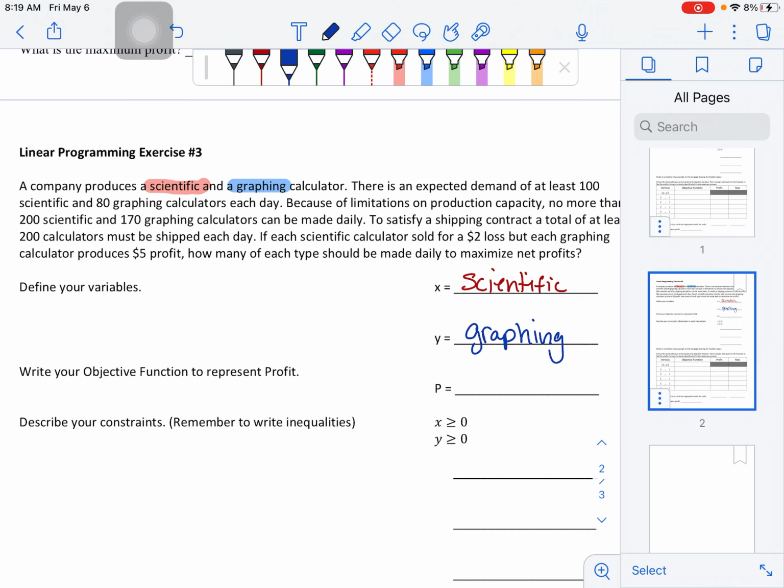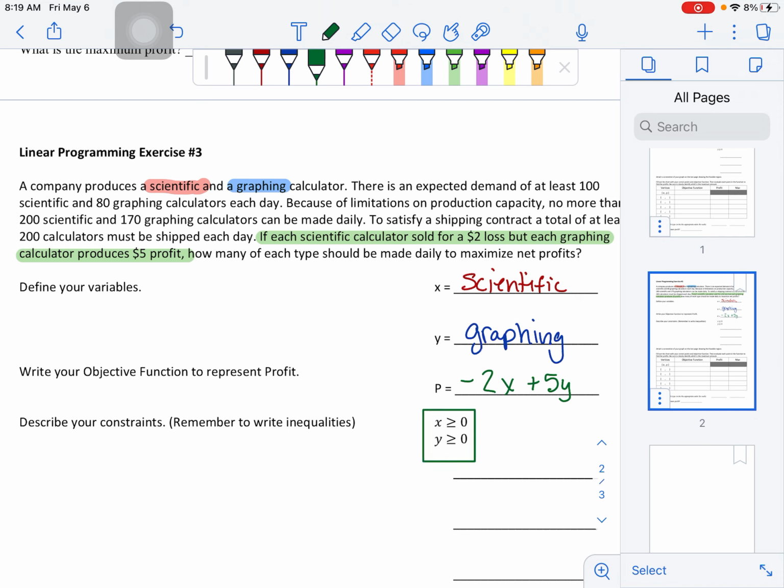The objective function is where they talk about a profit, okay? And that happens right down here, and we're going to use the right variable. Each scientific calculator is sold for a $2 loss, so that is going to be a negative 2x. It's a scientific calculator, so it's x. But the graphing calculator is a $5 profit. Usually you get both profits, but this one has a negative in there. So plus 5y.